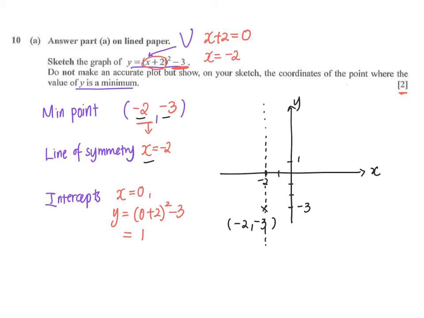So let's make a sketch of this. From our minimum point, I'll turn to the y-intercept, and we'll try to make it as symmetrical as possible. Therefore, this will be the curve y equals (x plus 2) squared minus 3. The shape carries 1 mark, the smiley face, and the minimum point will carry 1 mark. So have you gotten the answer?